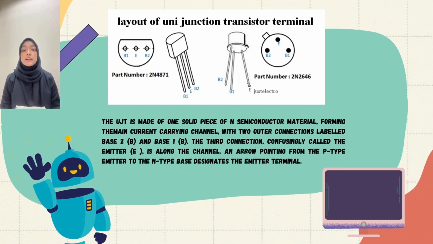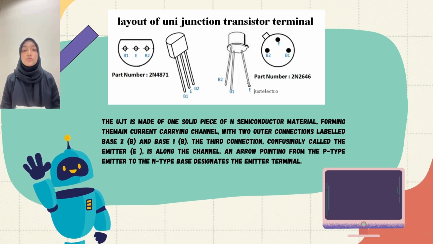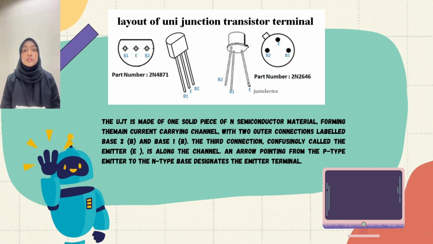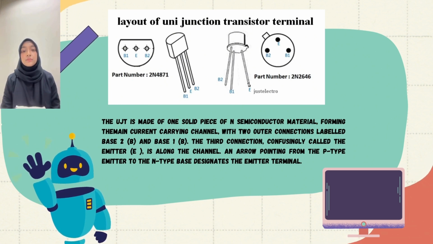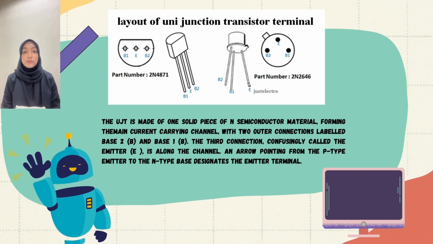The UJT symbol uses an arrow that points in the direction of the base to show that the silicon bar is negative material and the emitter terminal is positive. The UJT's layout is shown in the slide. Thank you, that's all from me.